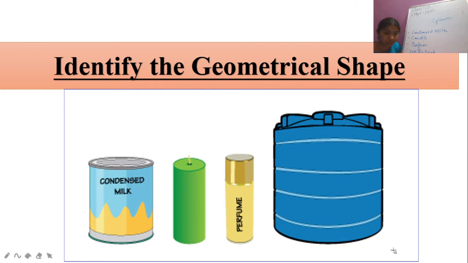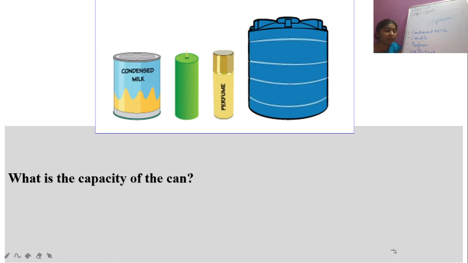So students, the question arises for the first one. What is the capacity of this can which is in front of you? The first one, that is condensed milk. Do you know how you can find out what is the capacity, that is, how much milk is contained in this can?